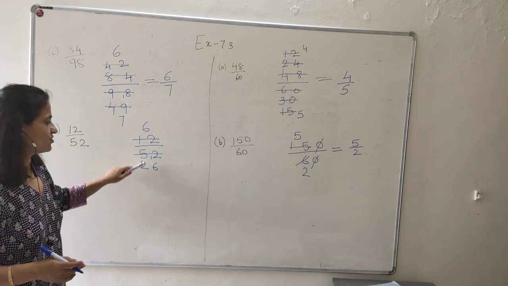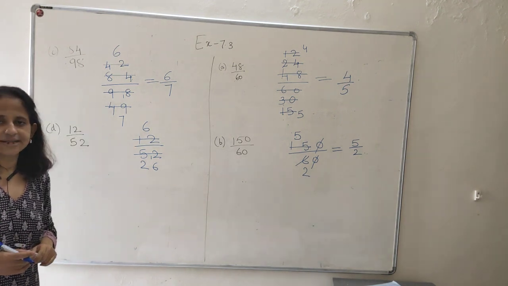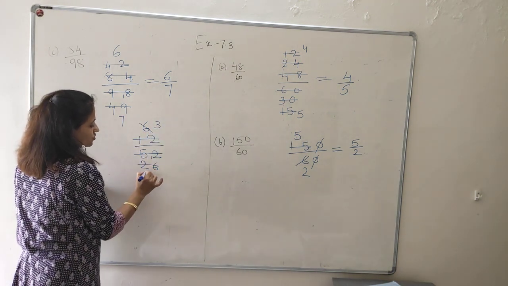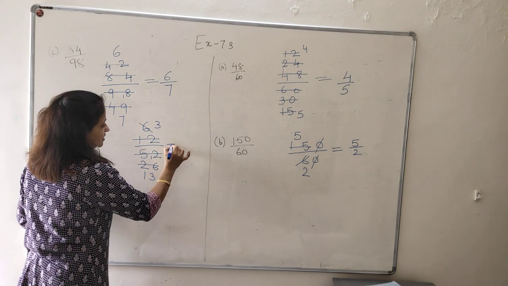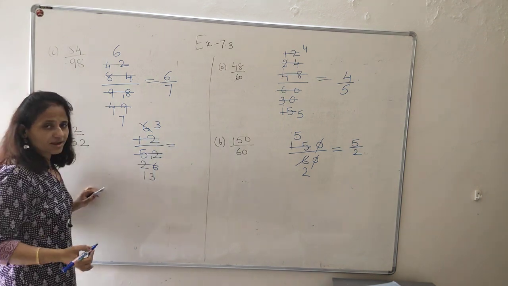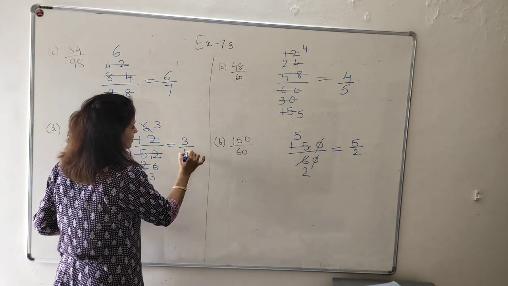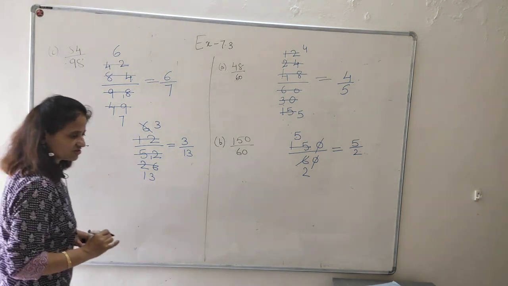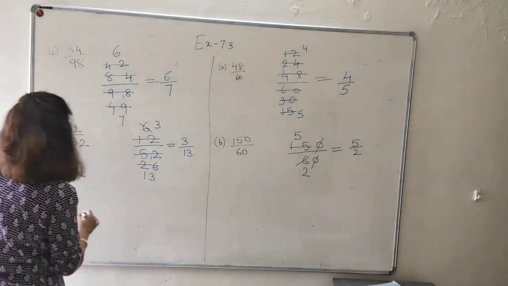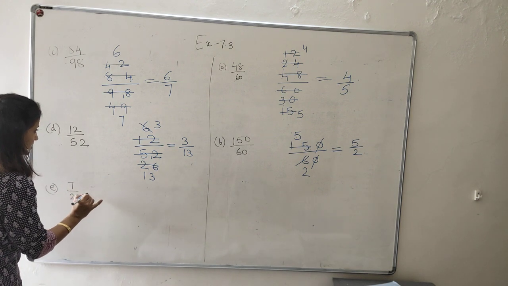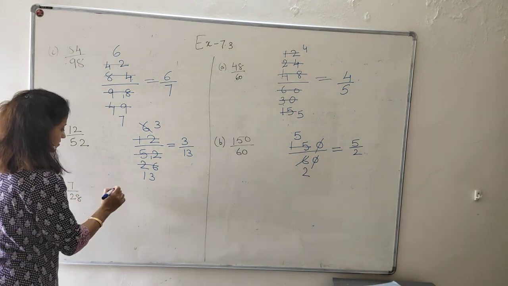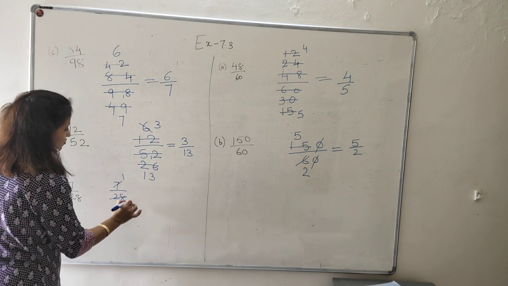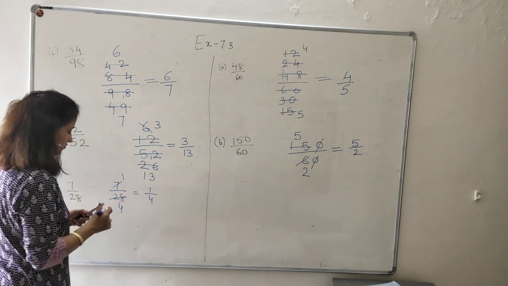Now again 6 and 26. I have to find the common table. Definitely 2. 2 3s are 6. 2 1s are 2. 2 3s are 6. 3 and 13 both are prime numbers. So the answer will be 3 upon 13. E, very simple. I'll finish it off. 7 upon 28. Write 7 upon 28. 7 ones are 7, 7 fours are 28. It is 1 upon 4.